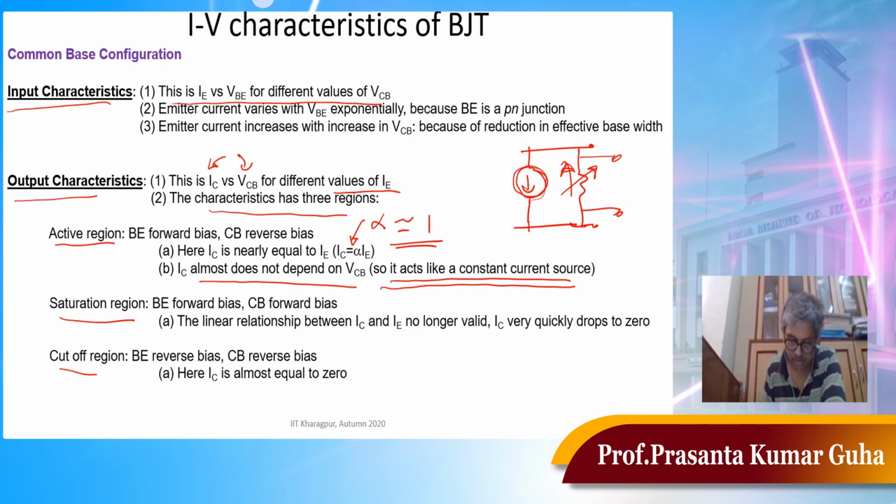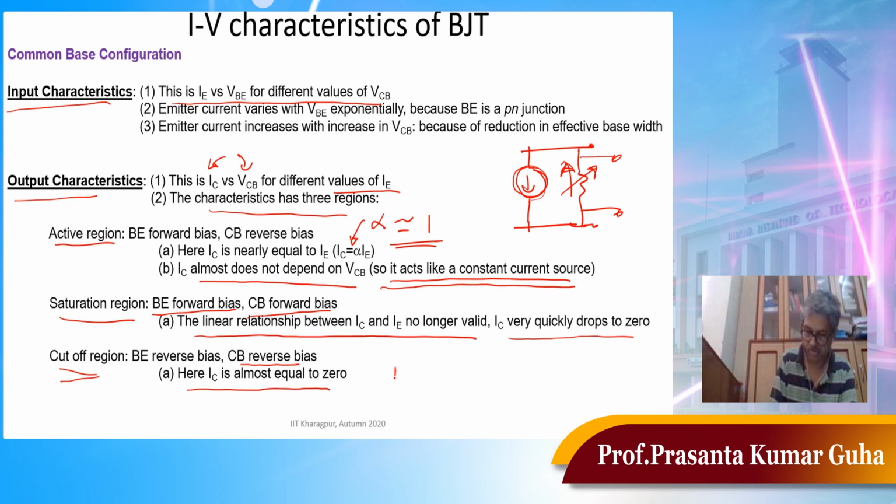In the saturation region, the linear relationship between IC and IE is no longer valid, because IC will quickly drop to 0, because both these junctions are now forward biased. In the cutoff region, the base-emitter junction is reverse biased, and the base-collector junction is also reverse biased. Here IC is almost equal to 0. IC is basically the reverse saturation current, because there is no supply of carriers from the emitter side. So today we'll stop here.